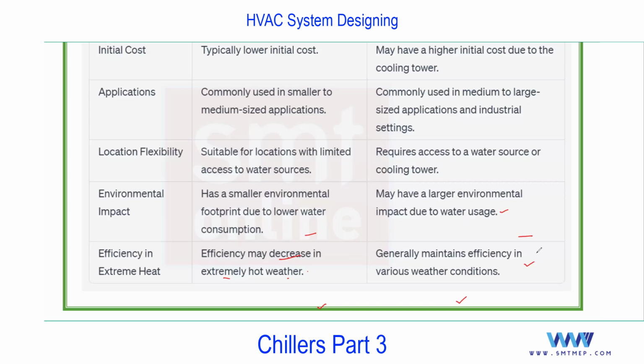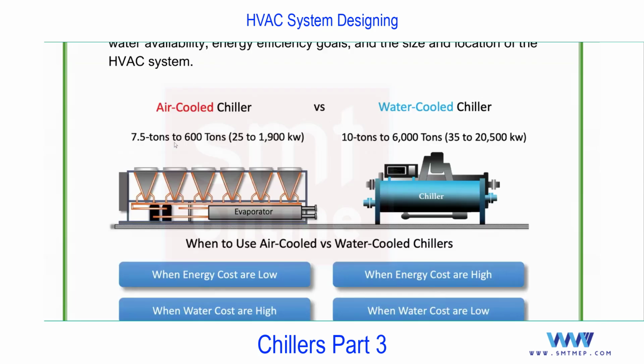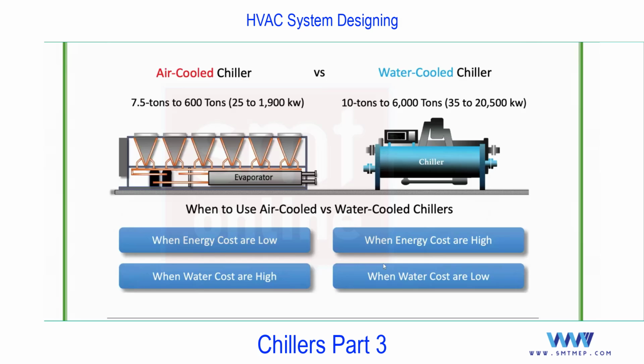Okay, so there are some important points of comparison between air cooled and water cooled, important from an interview point of view also, and this will help you to take the decision as per the project requirement. Now, if you talk about the capacity, as we discussed, 7.5 to 600 as a single unit for air cooled, but for water cooled up to 6,000 as a single unit. And the quick summary: generally we use air cooled when the energy cost is low and the water cost is high. We discussed the other point also. And for water cooled, when the energy cost is high and the water cost is low, we can suggest water cooled.